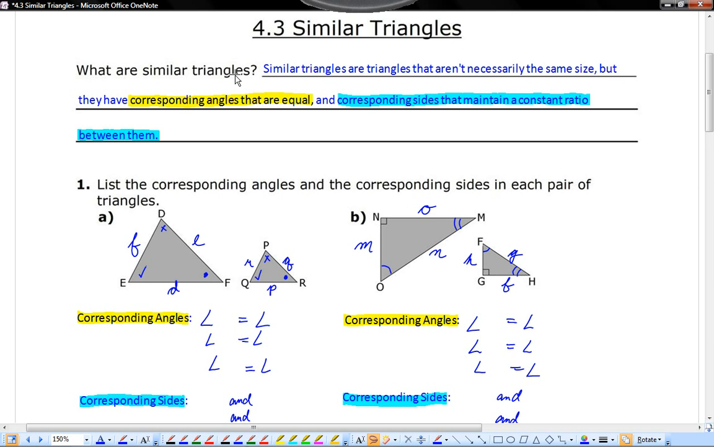First, what are similar triangles? Similar triangles are triangles that aren't necessarily the same size. One can be enlarged compared to the other one or reduced compared to the other one. But they have corresponding angles that are equal. That's one thing we're going to look at, corresponding angles that are equal. Also, corresponding sides that maintain a constant ratio between them. So we'll be looking at corresponding sides and taking a look at the ratio between their side lengths.